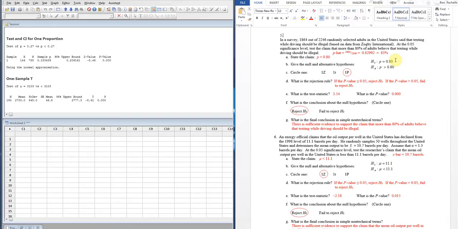Clearly, these are proportions, so this will be a p-test. Anytime you get something out of something, you're going to end up p-ing on it. All right, so when the test statistic, I need to calculate these, don't I?